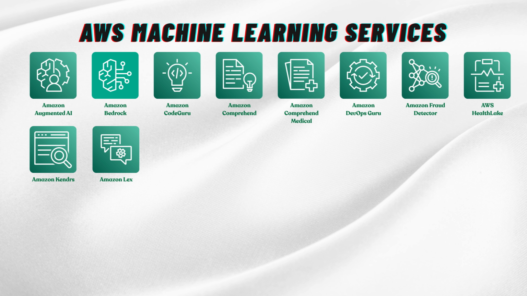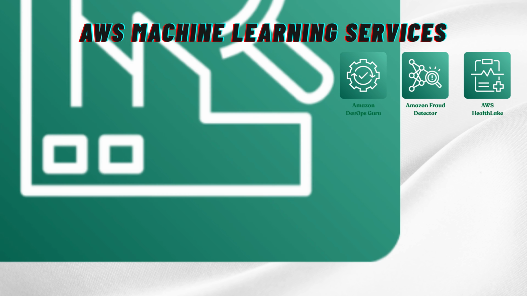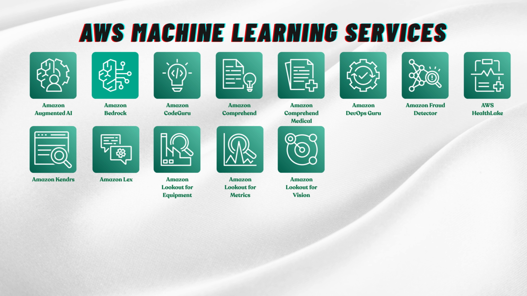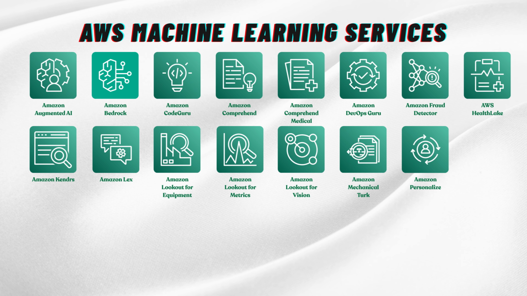Amazon Lex, build conversational interfaces for applications using voice and text, chatbots. Amazon Lookout, vision/metrics/equipment-specific ML tools to find defects in products, anomalies in data, or equipment failures. Amazon Mechanical Turk, access a 24/7 on-demand, distributed workforce to perform tasks like data labeling. Amazon Personalize, create individualized recommendations for customers using the same technology as Amazon.com.